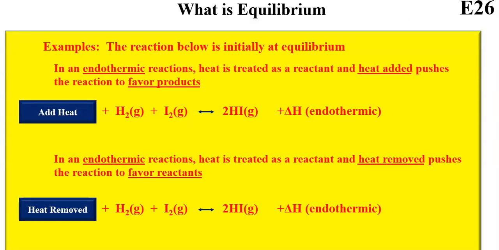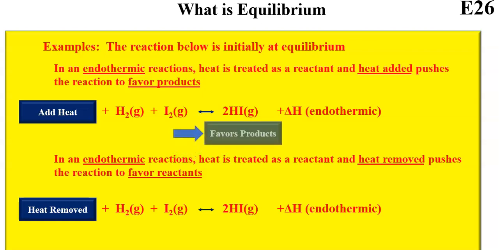Okay, now we're going to talk about how a temperature change will affect a reaction that's in equilibrium. In an endothermic reaction, heat is treated as a reactant, and heat added pushes the reaction to favor products. So an endothermic reaction means heat wants to go into the reaction to make the reaction happen. If you were to prevent heat from going in, the reaction really couldn't happen, because it needs that heat to go from reactants over to the right-hand side of products. So we treat heat as though it's a reactant, just like H2 or I2. And a positive delta H is endothermic.